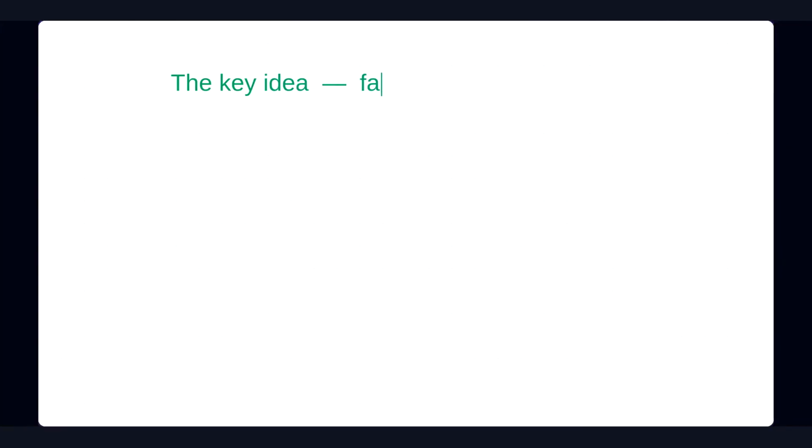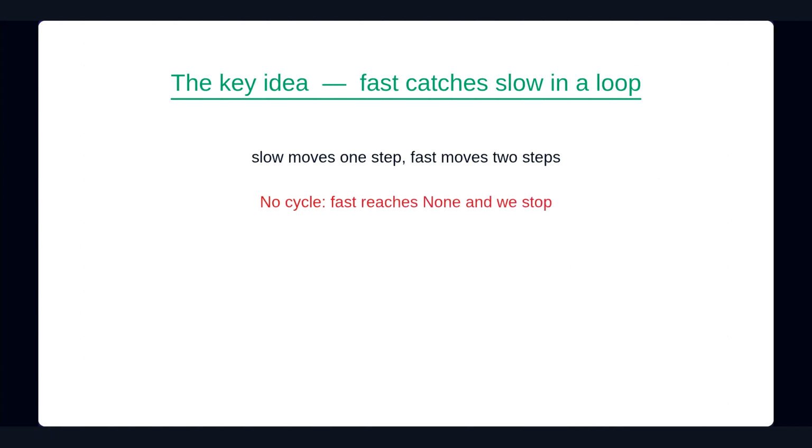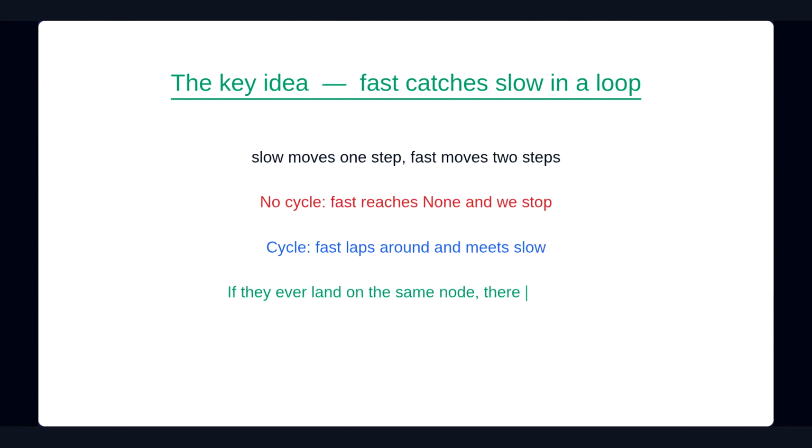Imagine two runners on a track. If the track is a straight line with an end, the fast runner simply reaches the finish. But if the track is a loop, the fast runner keeps circling and eventually catches up to the slow one from behind. So we move slow one step and fast two steps. If fast ever reaches nothing, there is no loop. But if slow and fast ever point to the very same node, we have found a cycle.